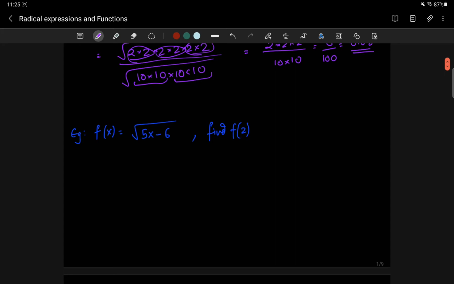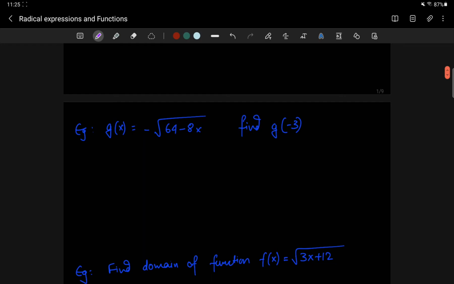For example, one typical question could be that you are given a radical function and you're asked to evaluate the function at 2. So this is the process in which we replace x by where we are evaluating, which is 2 in this case. So this is square root of 10 minus 6, which is square root of 4, which we know to be equal to 2. So f of 2 is 2.